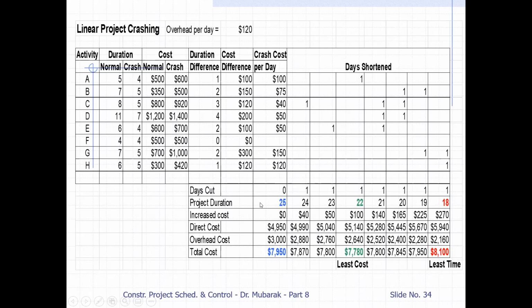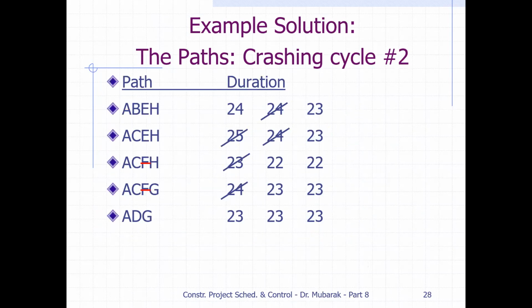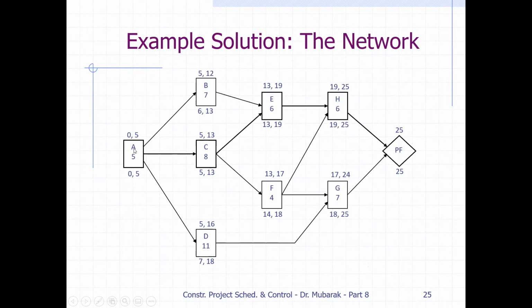Now we see what is our critical path. Our critical path, if we go back to the diagram before crashing, is A, C, E, H. This is our critical path.